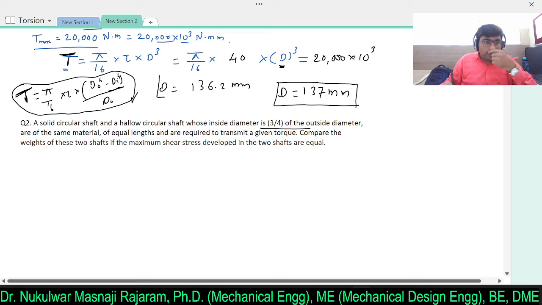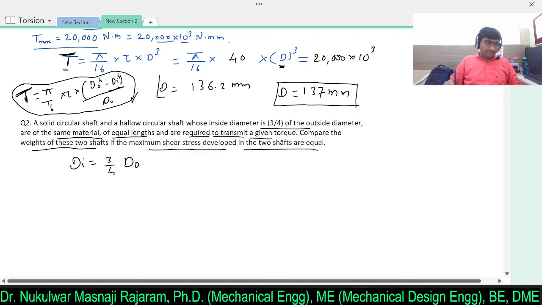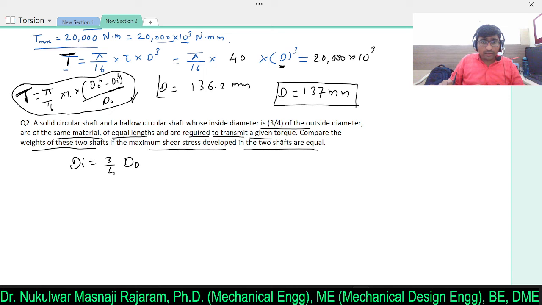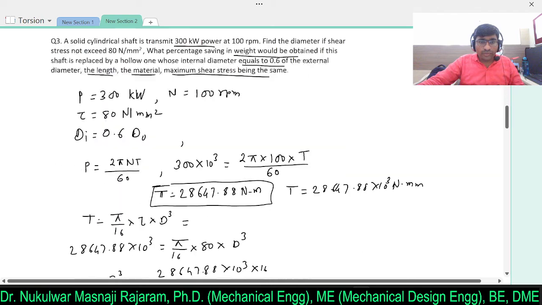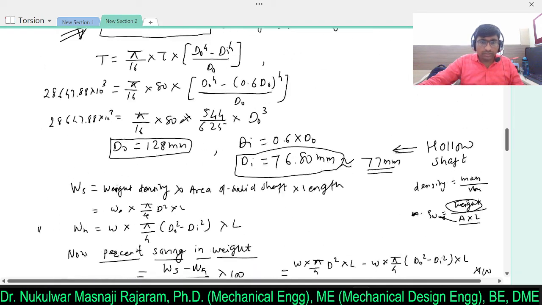Now a circular shaft is given along with a hollow shaft whose inside diameter di is 3/4 of do. Both have the same material, so the modulus of rigidity will be the same, with equal length, and are required to transmit the given torque. So the torque is also the same. Compare the weights of the shafts, if the maximum shear stress developed in the two shafts is also the same. Here, the maximum shear stress is the same, torque transmission is the same, material is the same, and length is the same. Clear? Now we have solved this equation earlier.